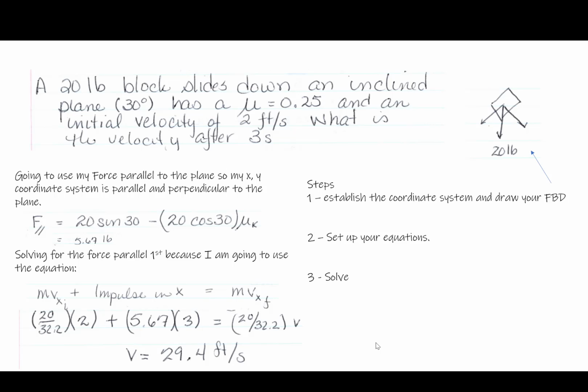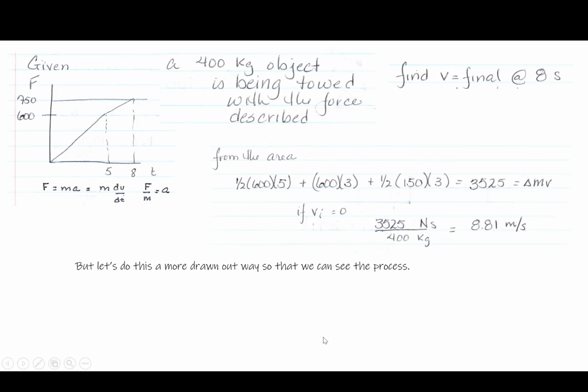And I'm going to end up with the mass times the final velocity. When I do this and rearrange it and solve for that velocity, I get that it's 29.4 feet per second. So you can use that idea to work through the problem. So let's look at another problem.